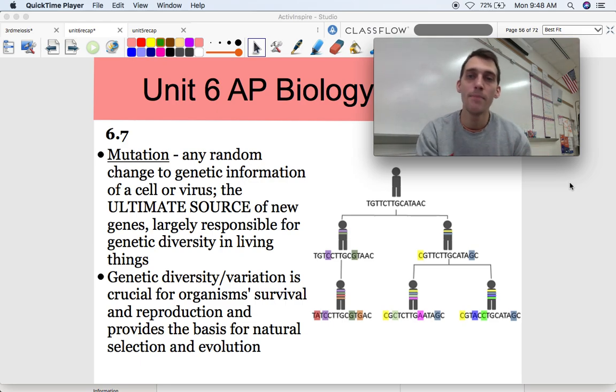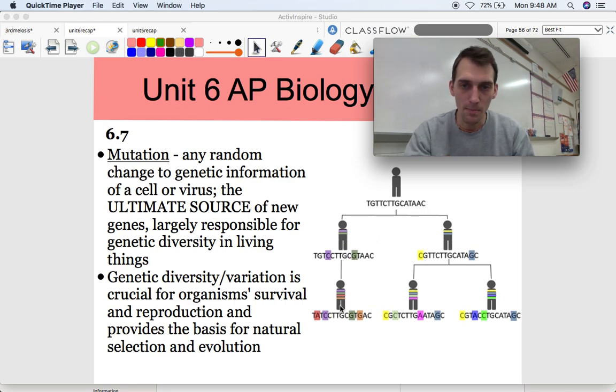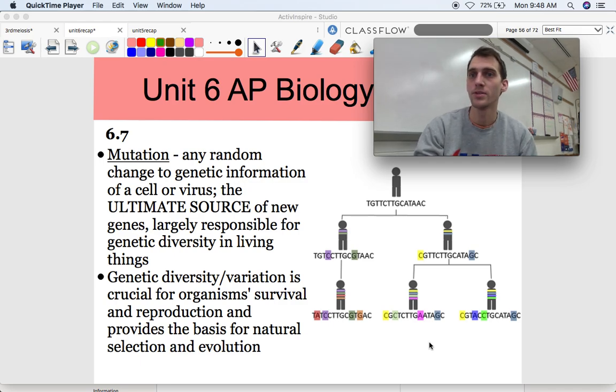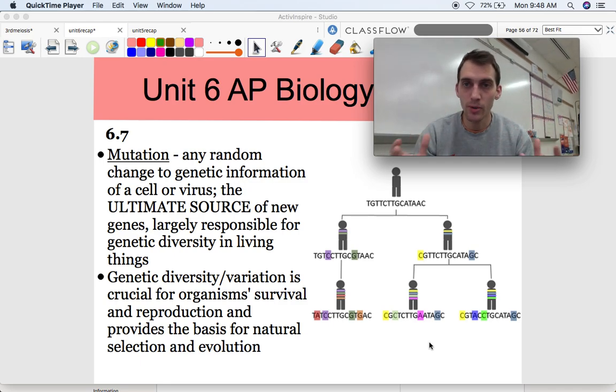New genes are created by mutations, and they're just a random change to a sequence, right? If I got TGT, CTT, GC, ATAC, right? If that's altered in different ways, different letters are altered, that results in a different mRNA transcript, that results in a different protein, and it results in a different trait, and that's really exciting because it can be a really bad thing or it can be a really good thing.